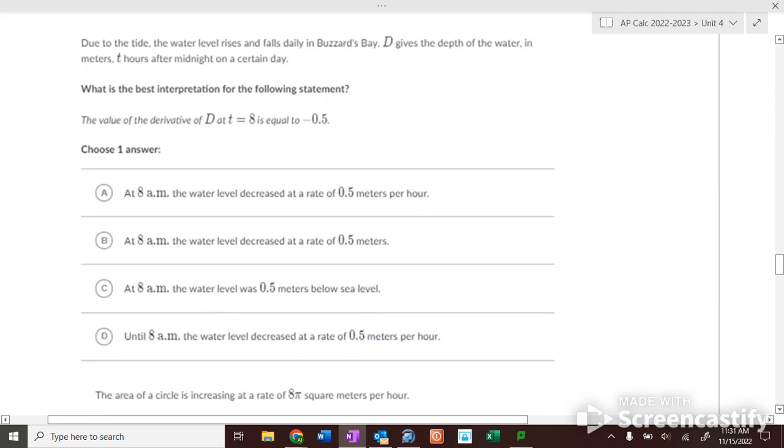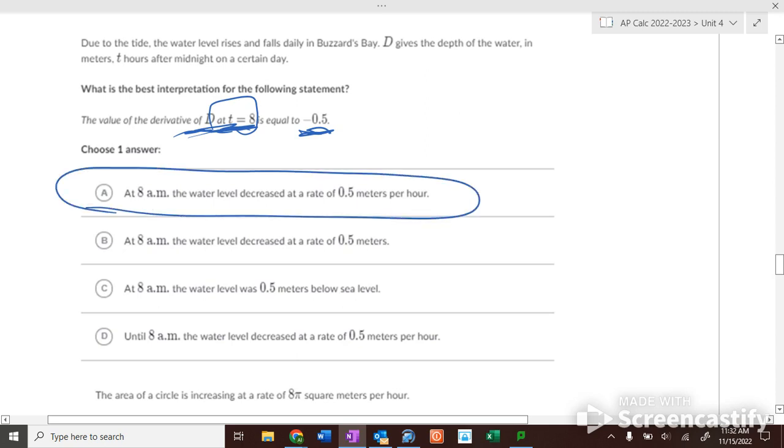Due to the tide, the water level rises and falls in Buzzards Bay. D is the depth of the water, T, hours after midnight of a certain day. At time equals 8, D is equal to 0.5. Okay? The derivative of D at this is this. So that means the water is changing negative 0.5 at 8 a.m. So at 8 a.m., the water is decreasing at a rate of 5 meters per hour.